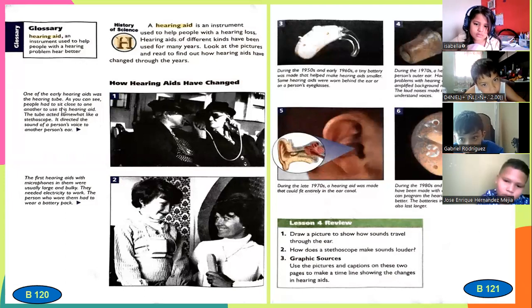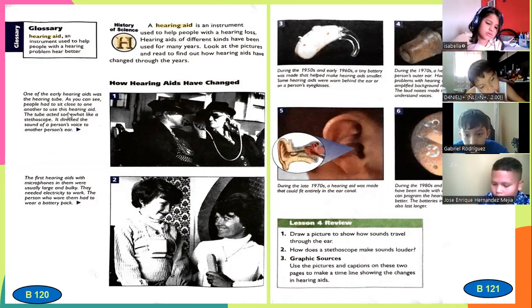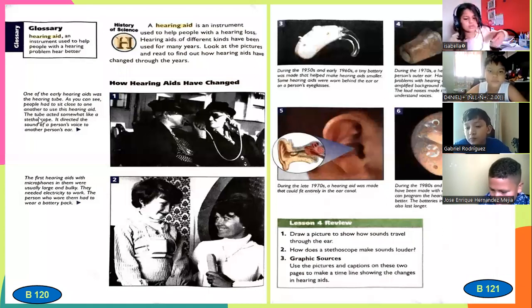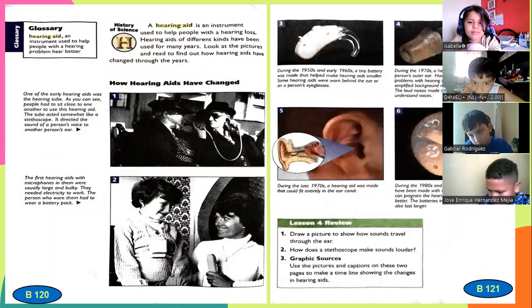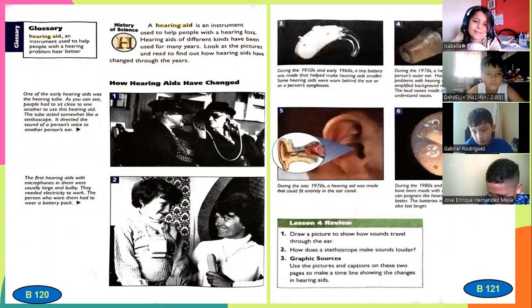As you can see, people had to sit close to one another to use this hearing aid. The tube acted somewhat like a stethoscope. It directed the sound of a person's voice to another person's ear. Okay, so this woman is talking through this. This one was like a funnel, and the voice travels through the tube.